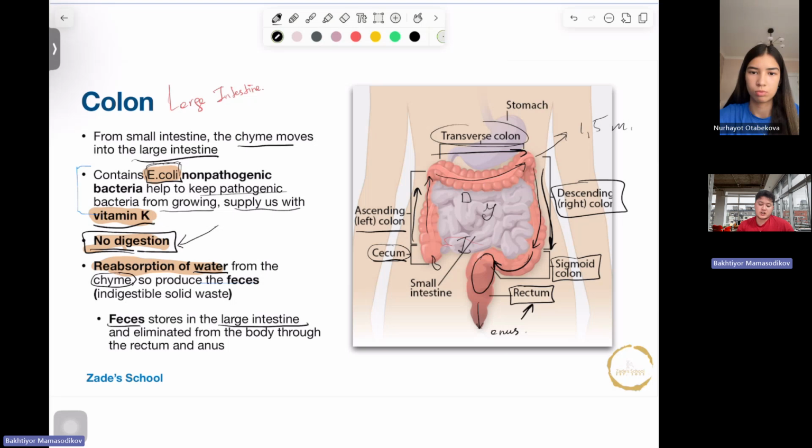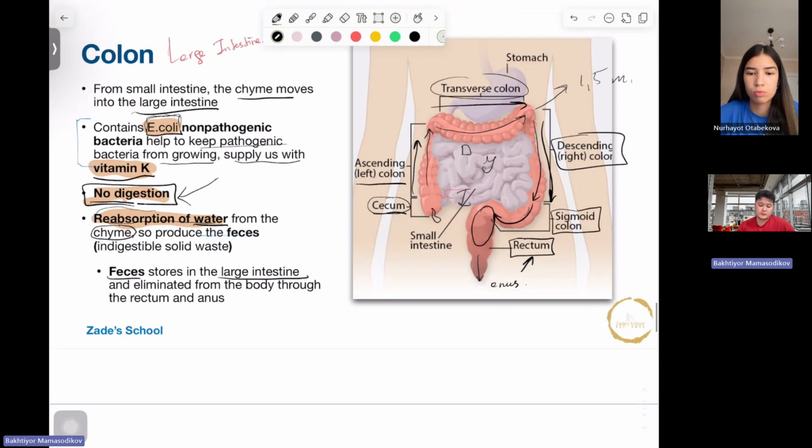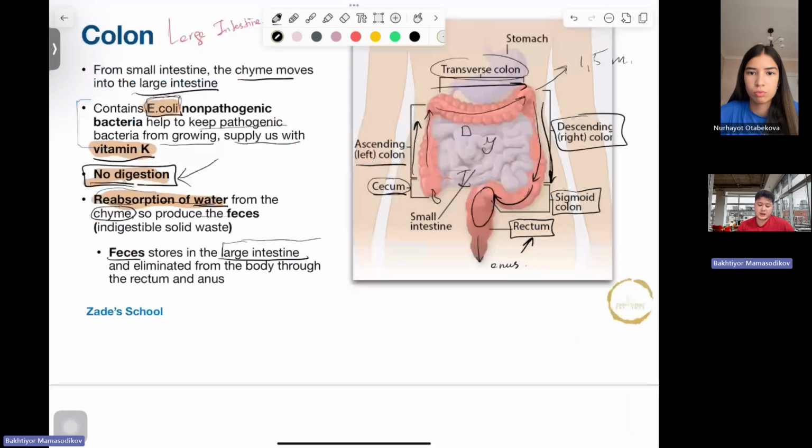And there is no digestion in the colon. There is no digestion of the proteins, lipids, carbs, okay? Only reabsorption of the water happens in the colon. Reabsorption of the water from the chyme produces the feces, and it also reabsorbs the minerals as well. The feces are stored in the large intestine and eliminated from the body through the rectum and the anus. Okay? Any questions so far?